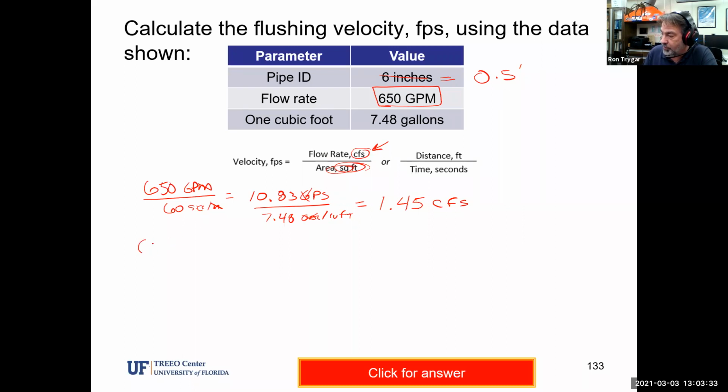We can do 0.785 multiplied by the diameter in feet, which we have to do twice now. So 0.5 feet times 0.5 feet. And for surface area, 0.785 times 0.5 times 0.5, I come up with 0.1962.